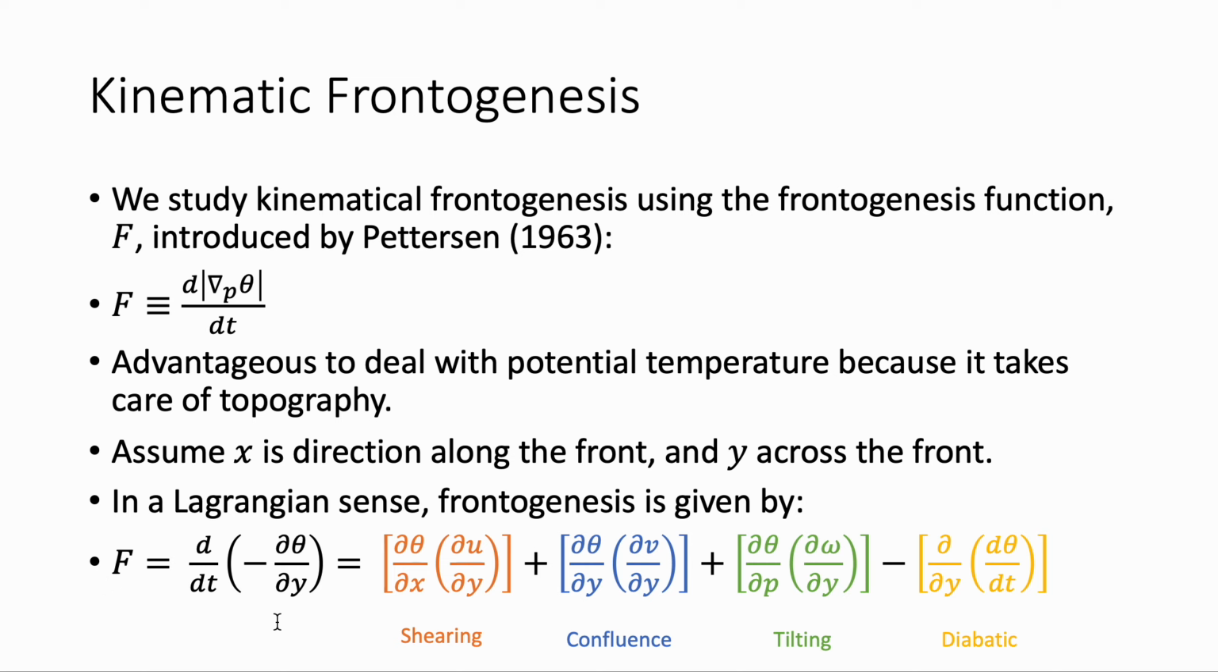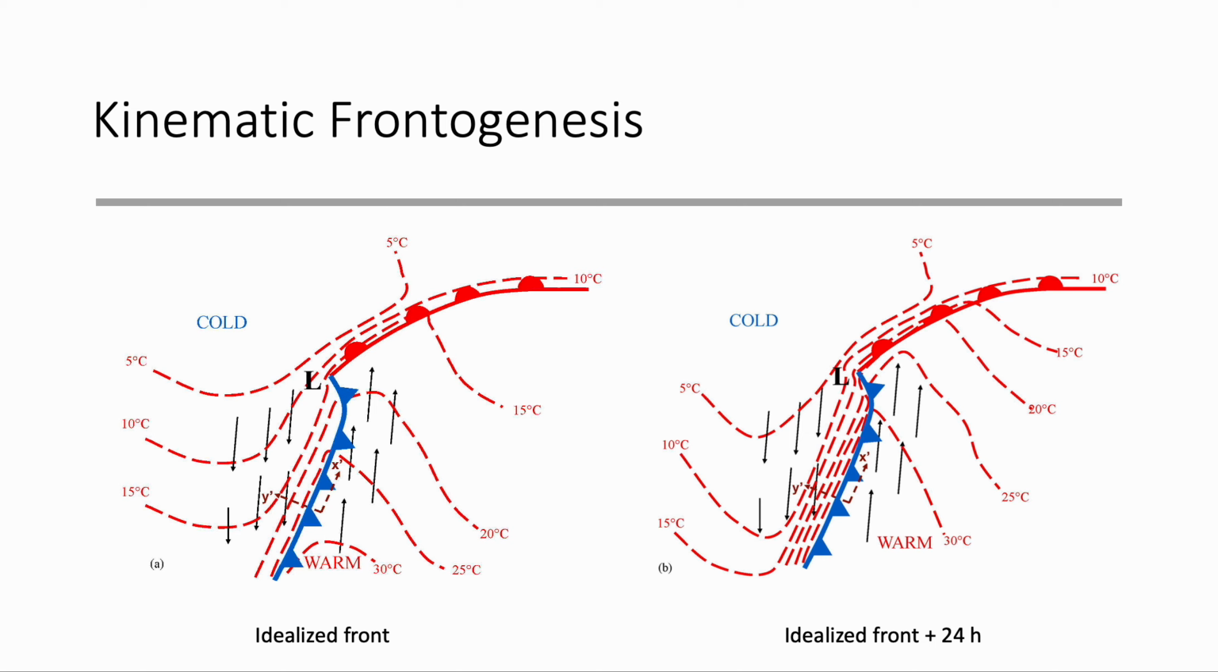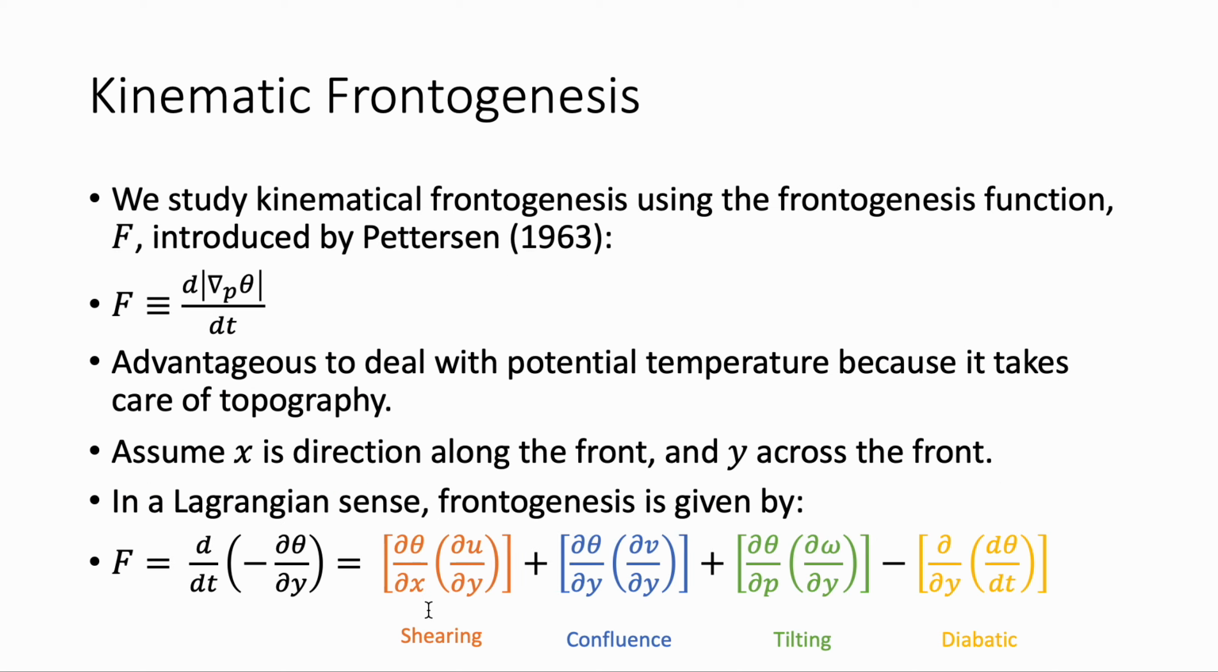So this derivative, you can play around a bit with the math, and you can show that it has 4 different terms. The first is called shearing, with confluence, tilting, and the diabatic term. I'll let you absorb them a little bit. Maybe you can hit pause and just look at these terms, write them down, think really hard about them and what they mean. Let's start to examine the shearing term. Now, shearing term, d theta dx, du dy. Okay, let's keep that in mind.